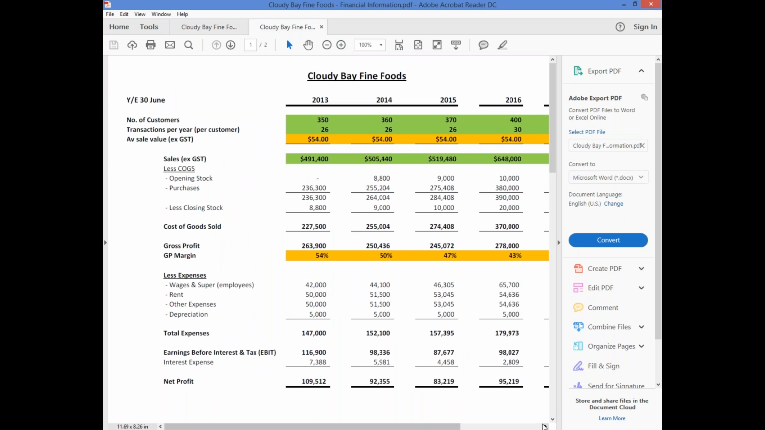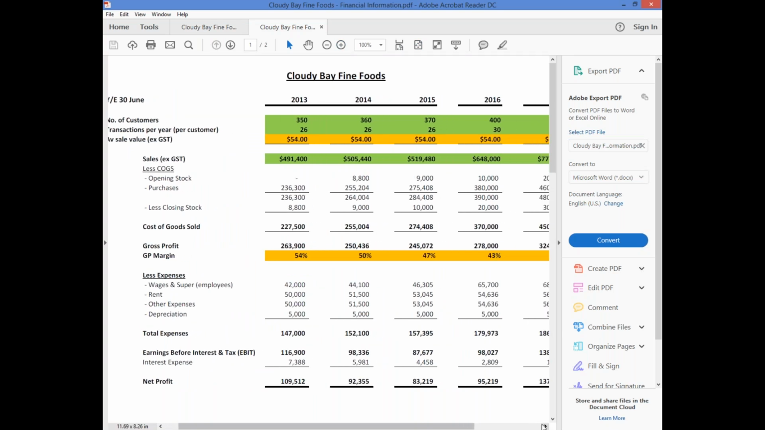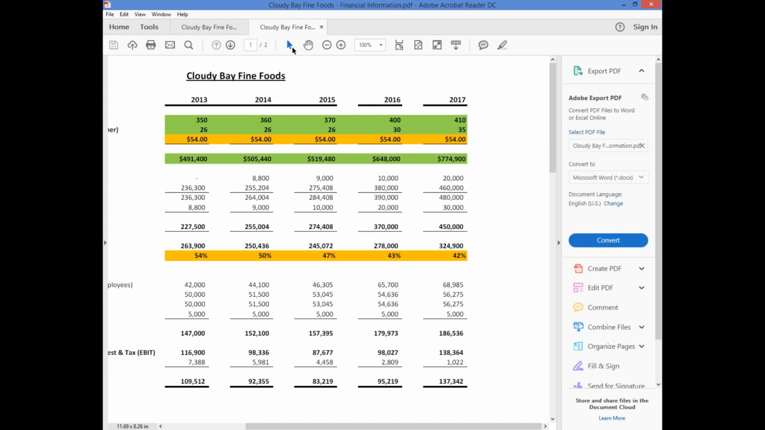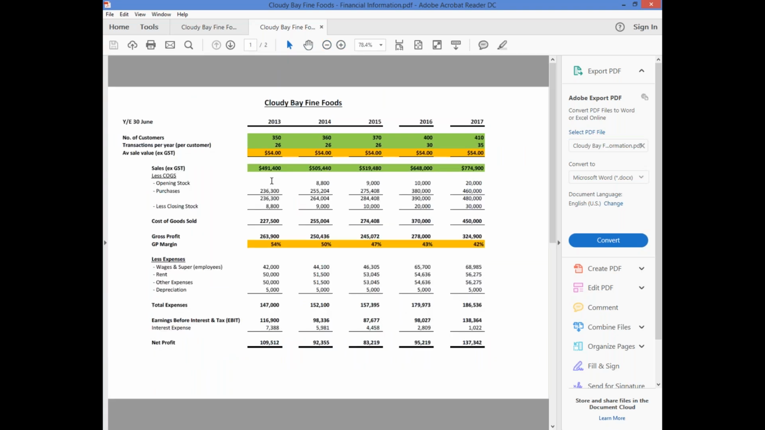Expand them slightly. We can see that her sales have actually grown. She started off in 2013 and her sales were 491,000 and now they're 775,000. She's grown the business really well, and she's done that by growing her customer base from 350 to 410, and the number of times they're transacting with her from just over 2 times a month to just under 3 times a month.